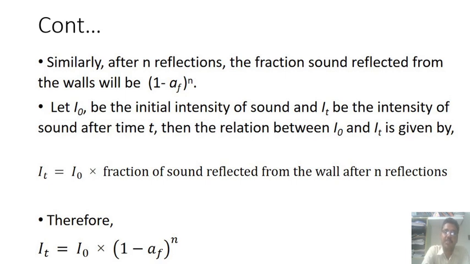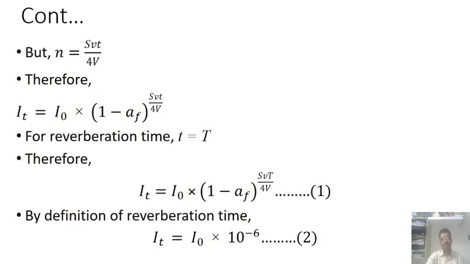Similarly, after n reflections, the fraction of sound reflected from the walls will be (1 minus A_f) to the power of n. Last, let I naught be the initial intensity of a sound, and I_t the intensity of the sound after a certain time. The relation is I_t is equal to I naught into the fraction of sound reflected after n reflections. Therefore, I_t is equal to I naught into (1 minus A_f) to the power of n.